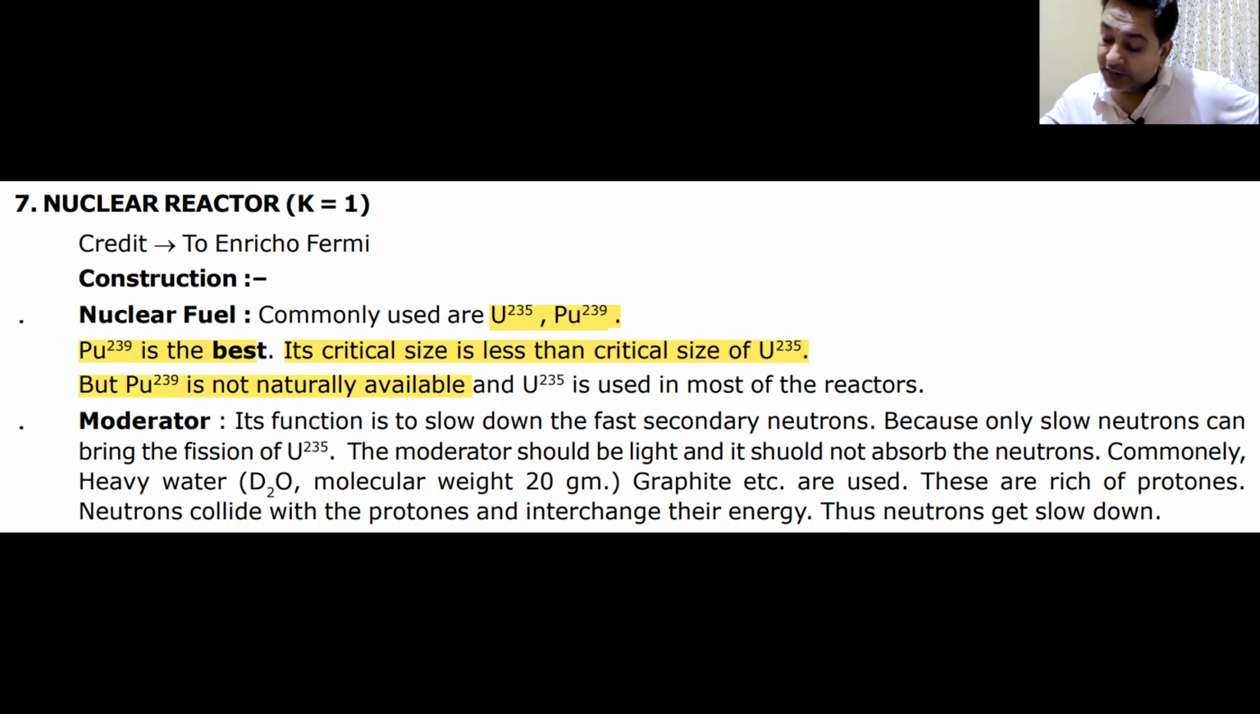Then I have the moderator. You just have to understand the function. There can be a question based on the function. What is the use of the moderator and which moderator is used? The function of the moderator is to slow down the fast neutrons. As I told you, 93% of the energy is in the form of kinetic energy. These neutrons are going to be very fast. You have to slow them down, and how to slow them down? By using a moderator. Heavy water, D2O, is used as a moderator. You can also use graphite as a moderator.